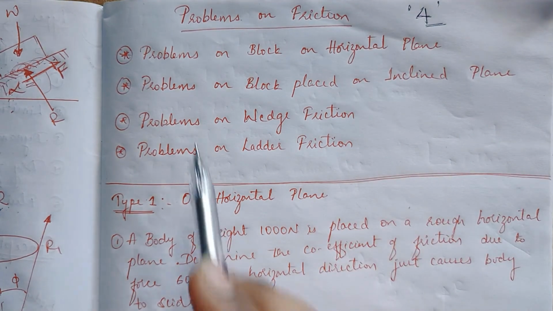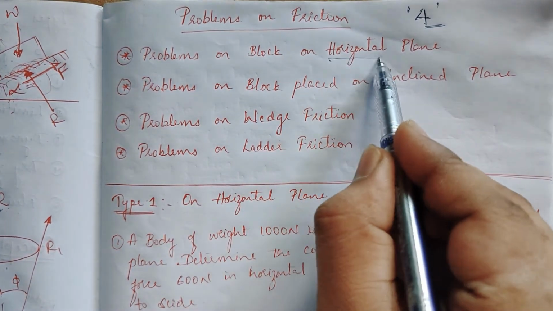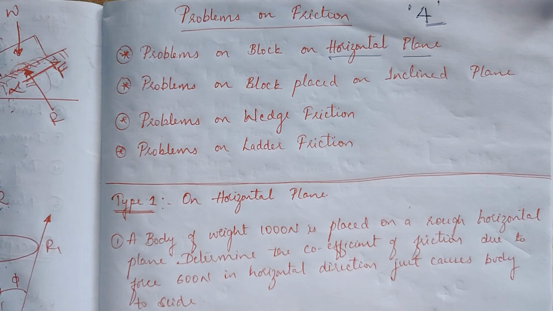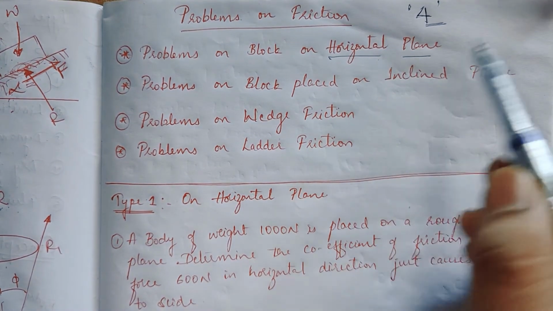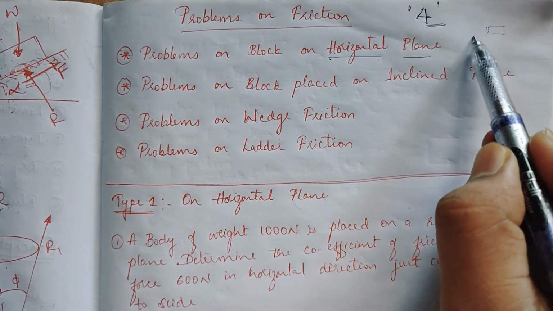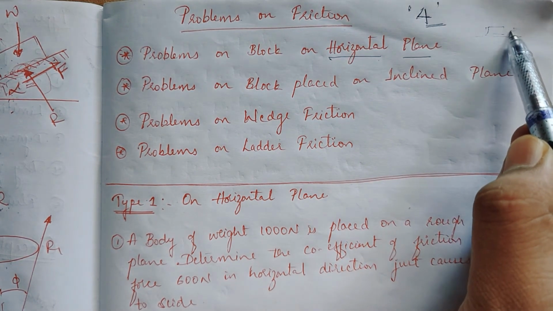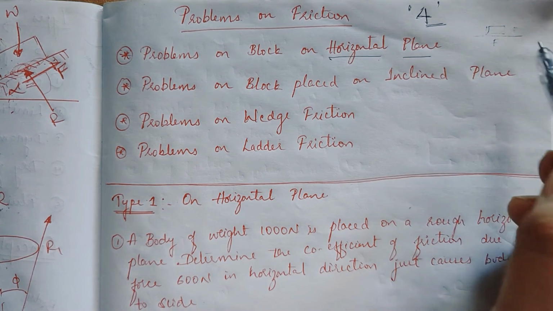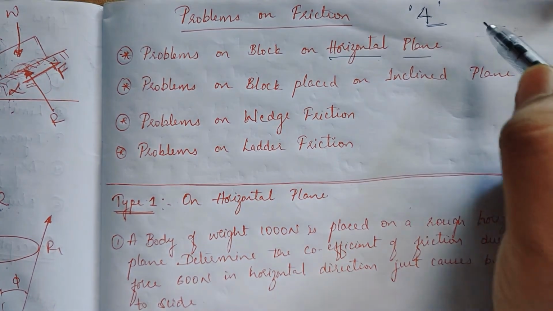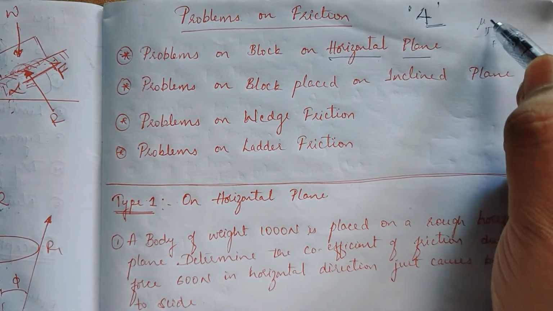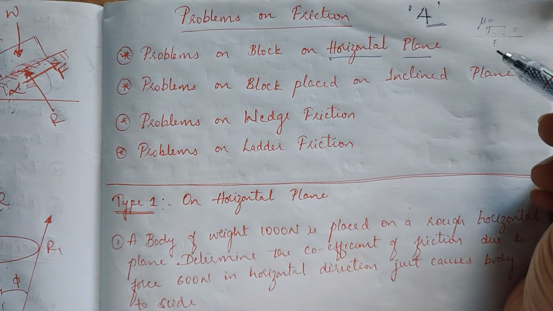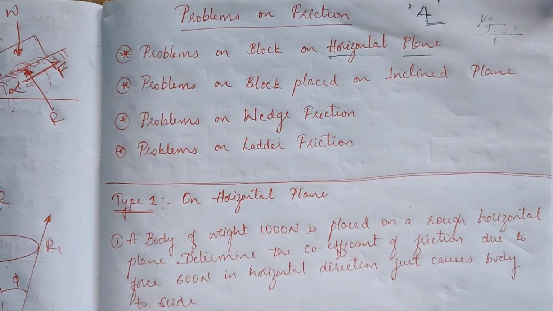First, problems on the horizontal plane. A body is given and a horizontal plane is given. We have to find either the pulling force P or the resisting force F, or properties such as the coefficient of friction. Some problems will be like that.